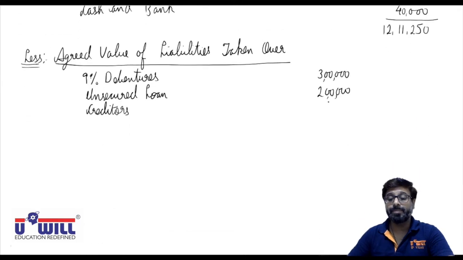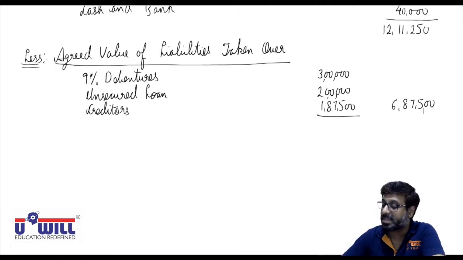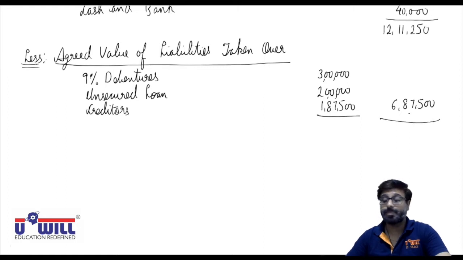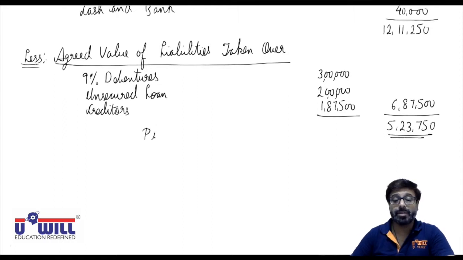Okay, 3 liabilities were there. So 6,87,500 is the agreed value of liabilities taken over. 3 lakhs plus 2 lakh, 5 lakh, plus 1,87,500, 6,87,500, which we will minus from 12,11,250. What we get is 5,23,750. So 5,23,750 is the purchase consideration by net asset method.